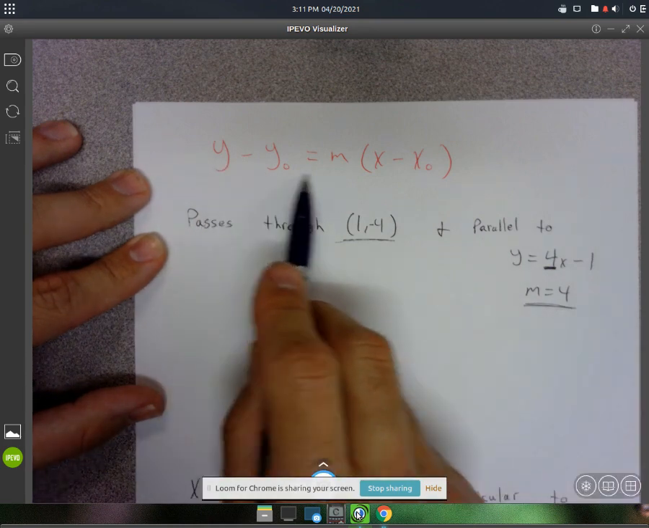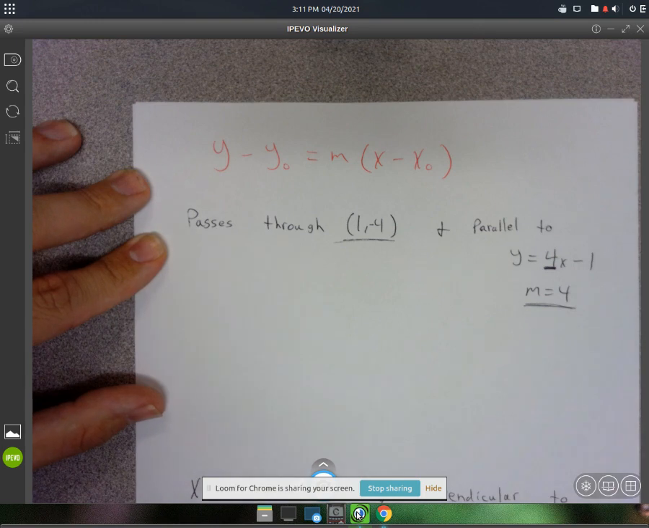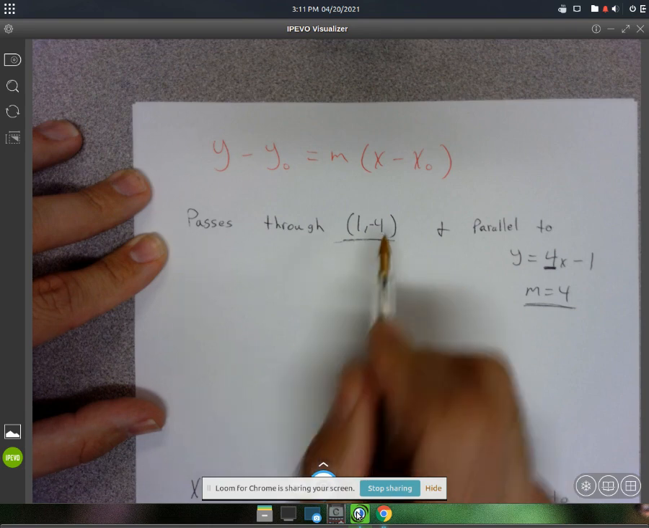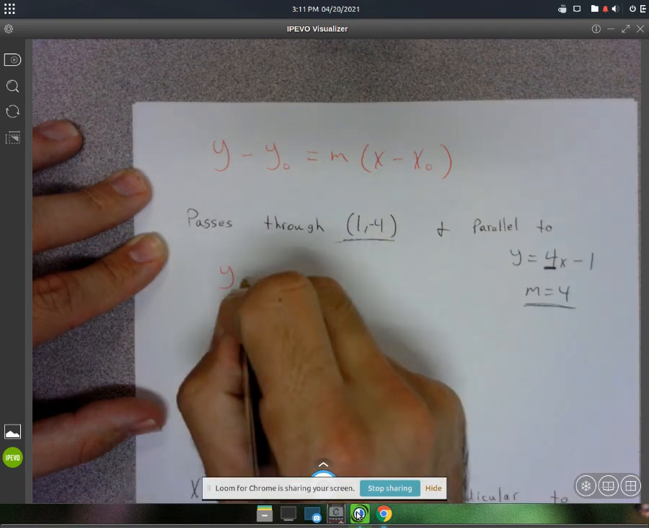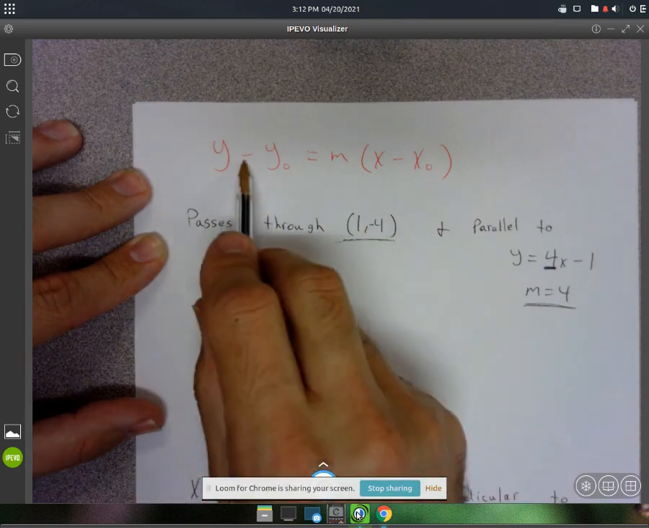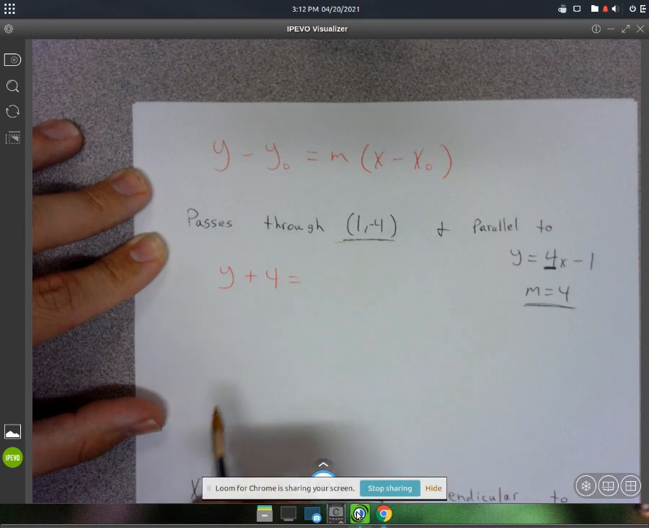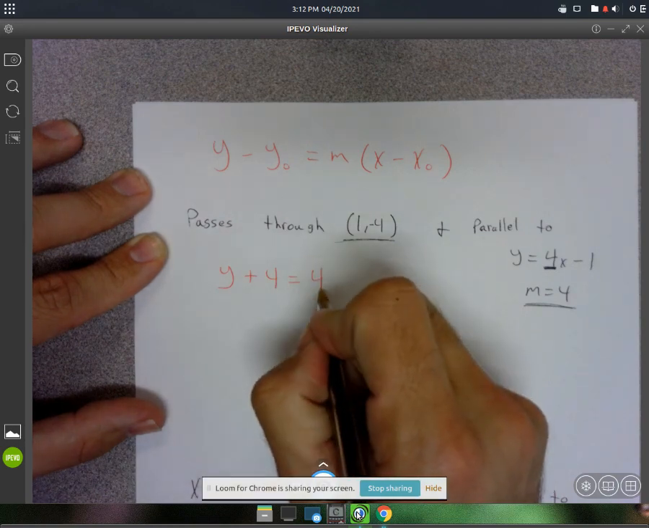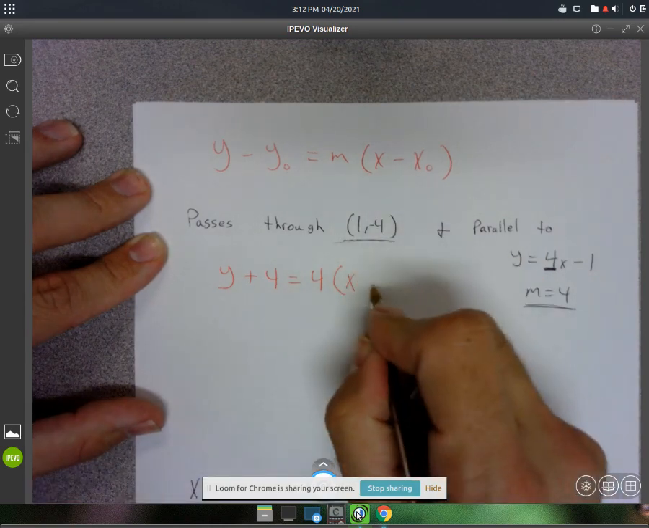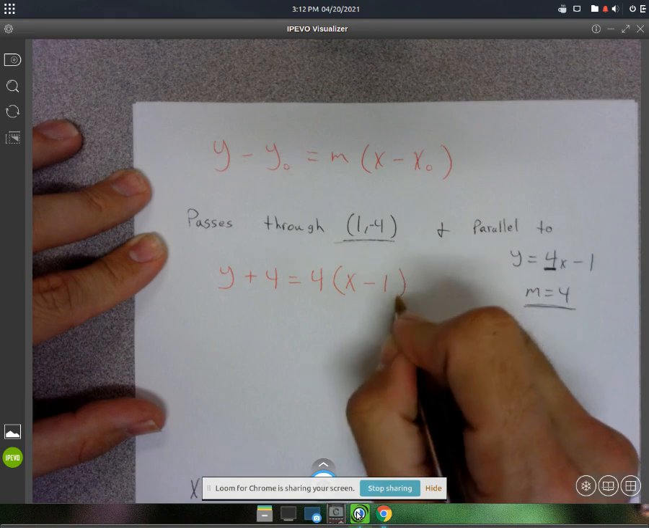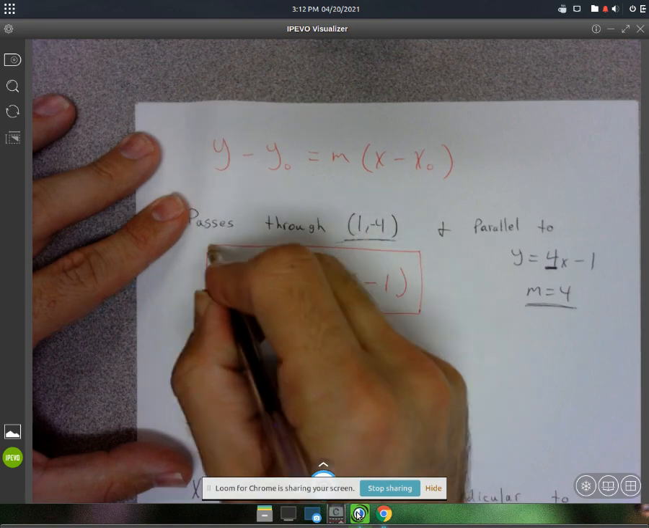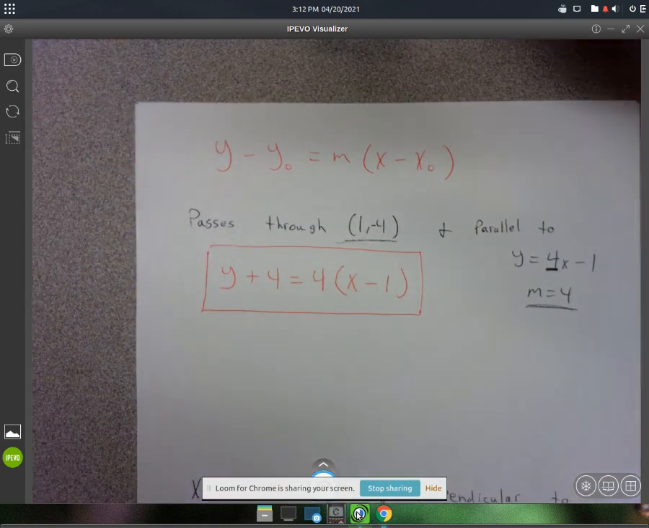So we can use our little point slope form up here and just make the substitutions. So it's y minus y naught, and the negative 4 is like my y naught there. So it's going to be y plus 4, because you're minusing a negative, equals m, which is 4. And then parentheses, it's going to be x minus 1, because 1 was my x naught right there. All right, that's my solution in point slope form. Nice. All right, there's the first one.